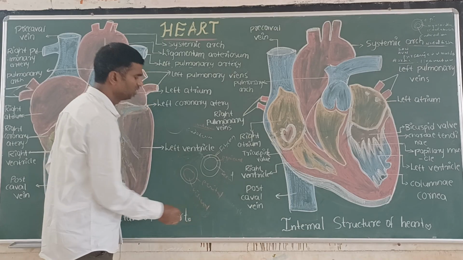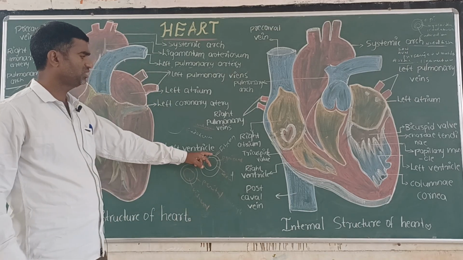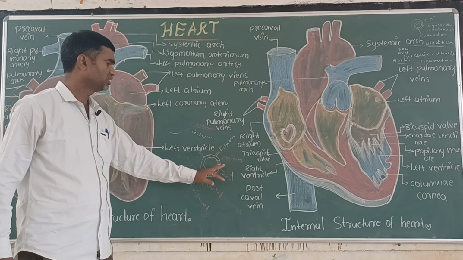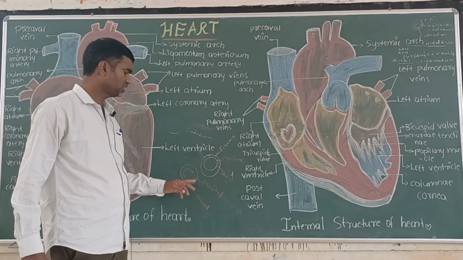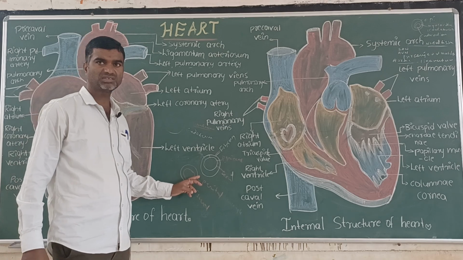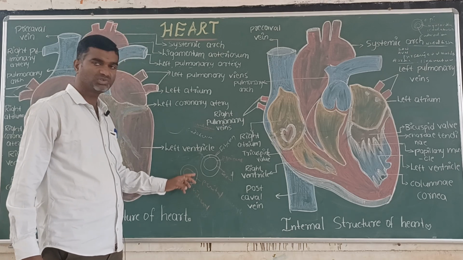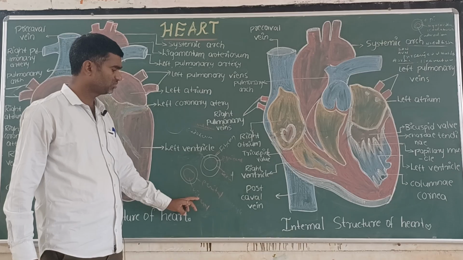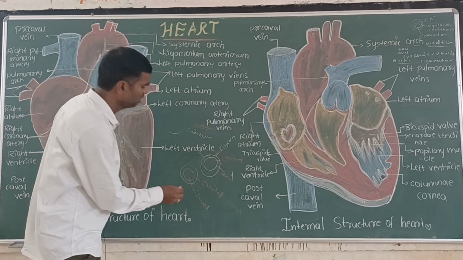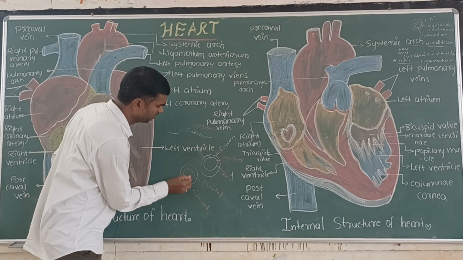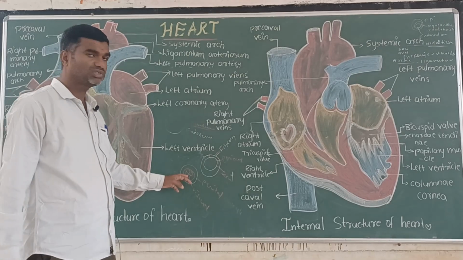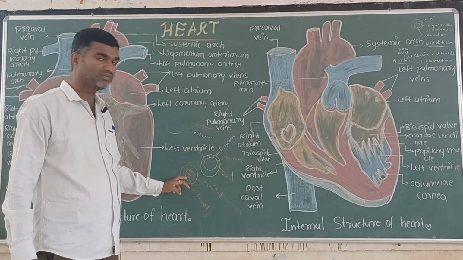So the first layer is called the fibrous layer, and the second layer is called the serous layer. And the serous layer again divides into 2 layers: the outermost covering layer is called the parietal layer, and the innermost covering layer is called the visceral layer. Inside the visceral layer, the heart is located, the 4 chambered heart is present.